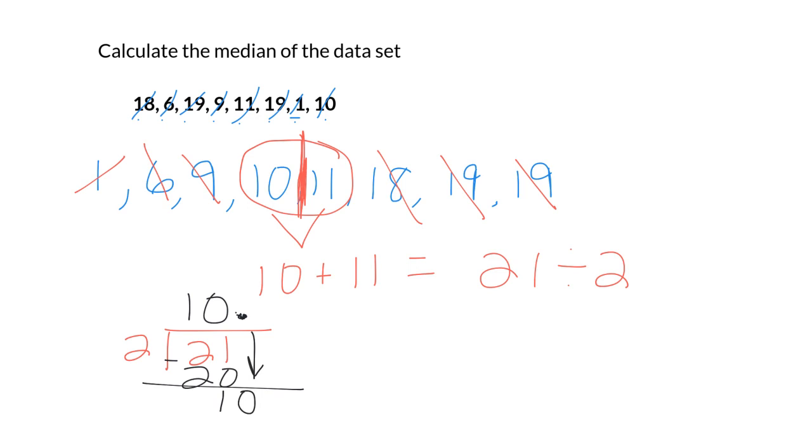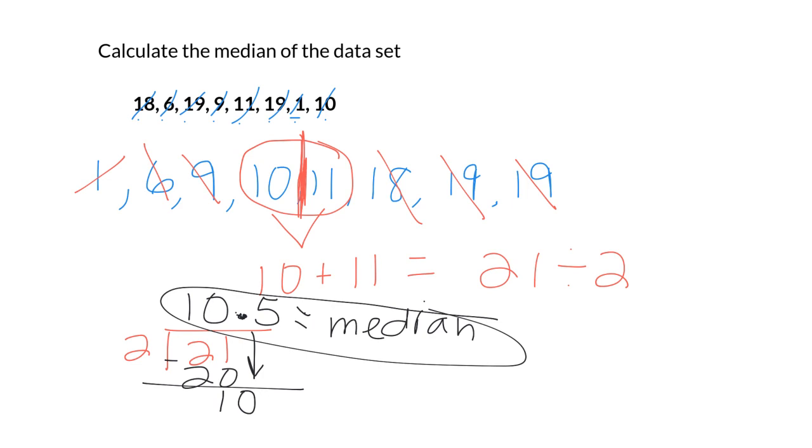Or what times 2 equals 10? And that answer is 5. 2 goes into 10 5 times. That means that our median value is 10 and a half, or 10 and 5/10. And I'm going to circle that.